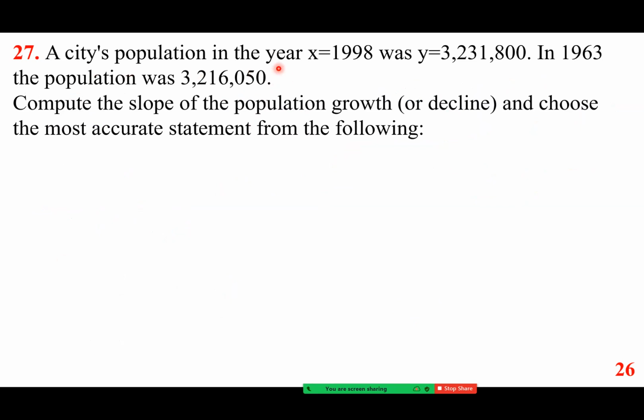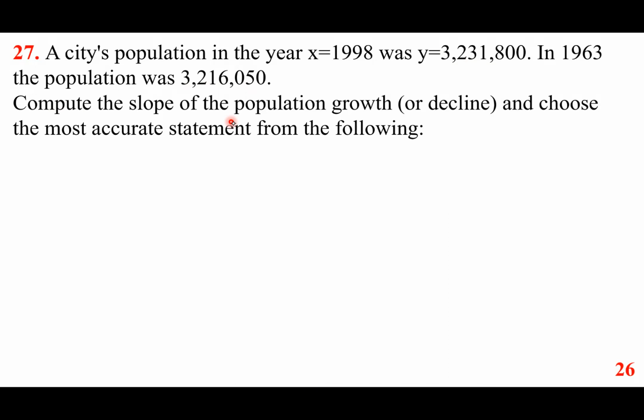A city's population in the year 1998 was 3,231,800. In 63, it was 3,216,050, and we want to calculate the slope. Well, if they said calculate the slope or the average rate of change, it means the same.